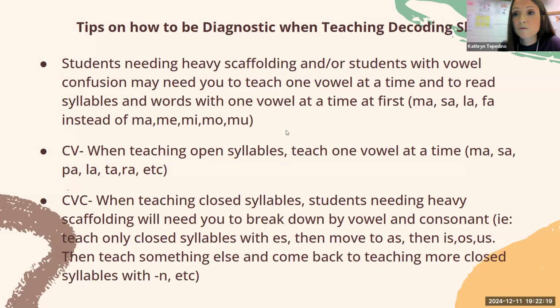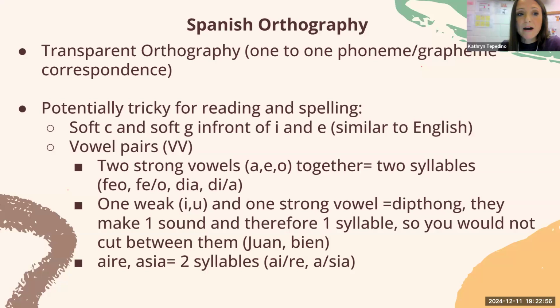And that's the same for English. Students with vowel confusion in English, we would teach all like short A words. We wouldn't go into all the consonants at once. That's too much for them to handle. And again, we're diagnostic. So this isn't going to look the same for every student. It's going to be by what your student needs. When teaching closed syllables, and I will get into this, but some students can't handle all the closed syllables at once, like as, es, is, os. They need just as syllables or just is syllables. So just something to keep in mind.